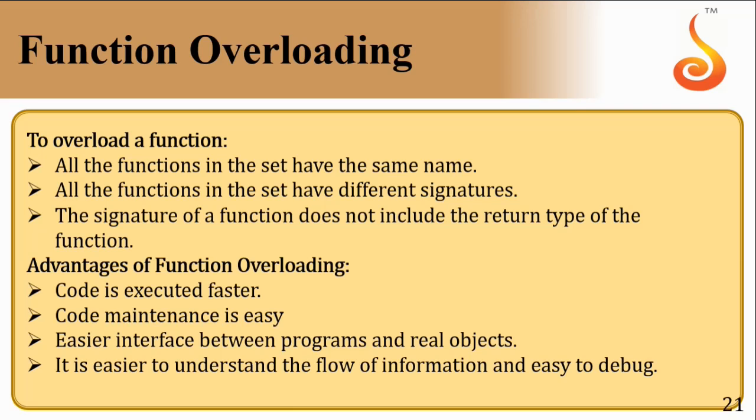It is executed faster, easy, because you are finding area. Area can be for anything, like area of a circle, triangle, square, parallelogram. It can be anything, but when you are finding area, why give different names? You can have the same function with different signatures, so that it is easy for you to remember, and you will understand what it is doing. So maintenance is easy, information flow is easy, and debugging is also easy.